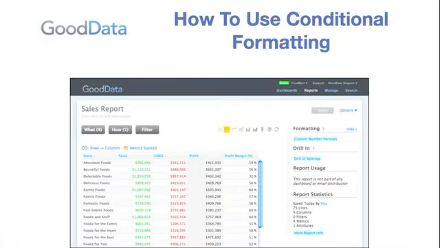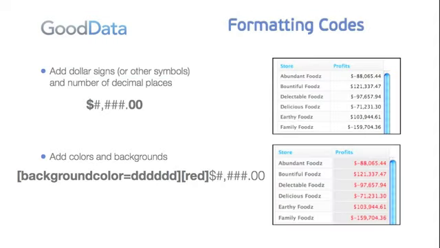Hi everyone. In a previous video, we went over how to use some special codes to format the numbers in your table reports. We saw how we could add symbols, like a $ sign, and specify the number of decimal places. We also looked at how we add background colors and text colors.